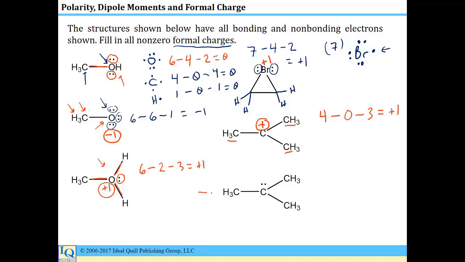Now we can do the same analysis for this compound down at the bottom on the right. You have 4 valence electrons on carbon in a neutral atom. You have 2 electrons on the carbon that are not bonding. And you have 1, 2, 3 that are used in bonding. That's a negative 1. So now you have an anionic carbon with a lone pair in the center of that atom.